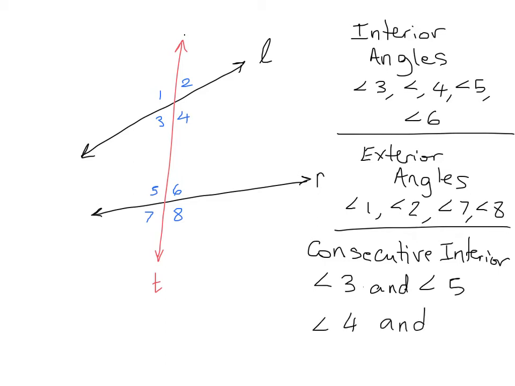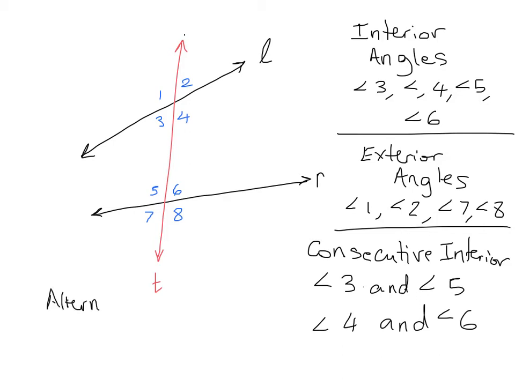So those are our two pairs of consecutive interior angles. All right, so we have more stuff here, just a few more. So we have also alternate interior angles. So again, let me write this down.